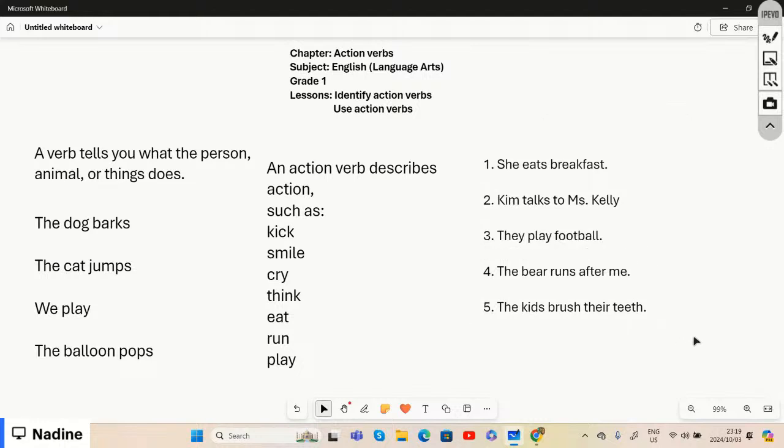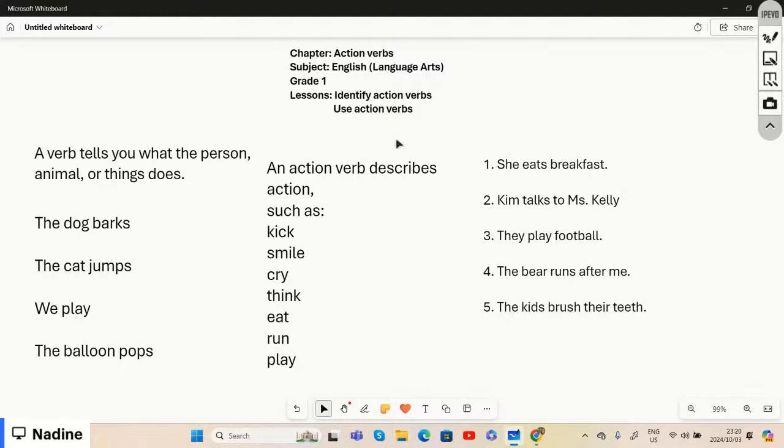And now we're going to identify what the action verb is within those sentences. And once again, we said an action verb, it describes an action. And who does the action? It tells us what a person, an animal, or a thing does. It describes the action that they are doing, right? And that is action verbs.